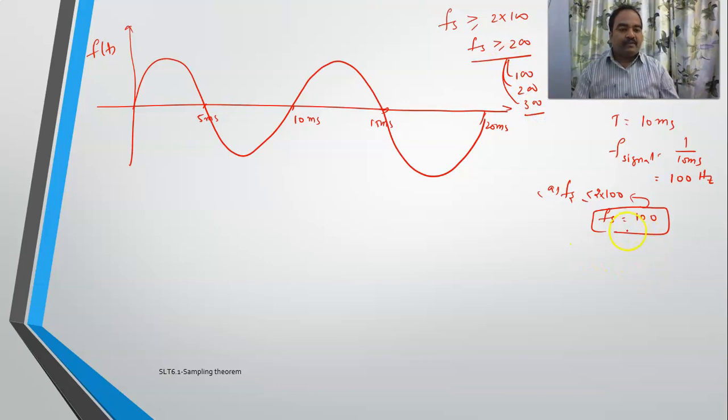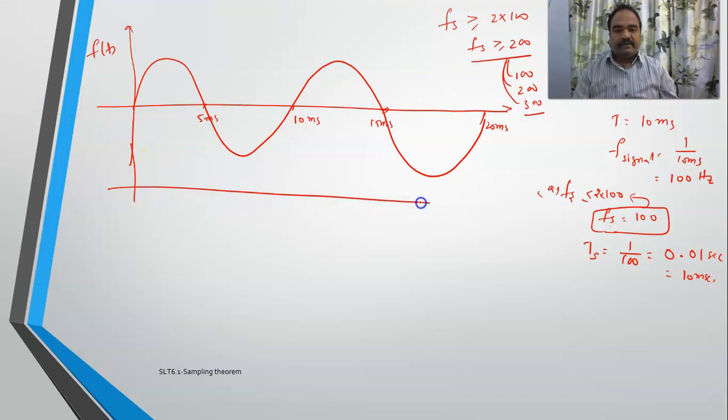Now we will see. The first case is fs equal to 100. If the sampling frequency is equal to 100, what samples am I supposed to collect? My sampling time will be 1 by 100. So what will I be getting? 0.01 seconds, which means 10 milliseconds. Every 10 milliseconds I am supposed to collect a sample.